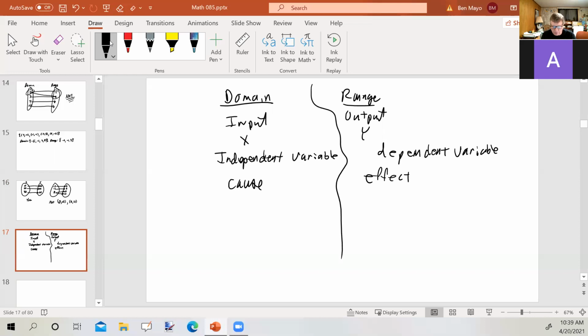the input, the domain, the X value is the independent variable. The output, the Y value, the range is dependent upon the input. So it's the dependent variable. Another one would be cause and effect, okay? The cause is the input, the effect is the output.